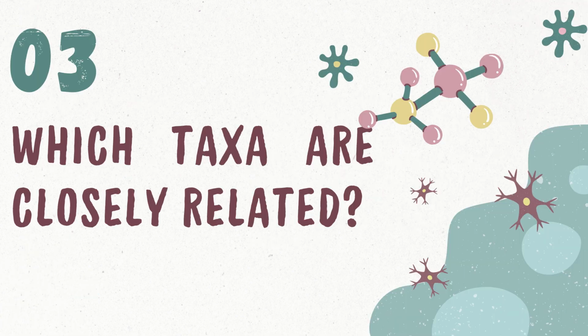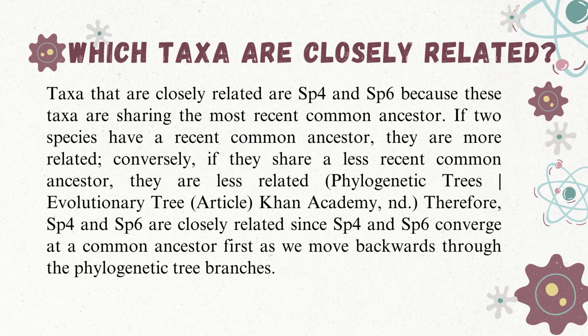Question 3. Which taxa are closely related? The taxa that are closely related are species 4 and species 6, because these taxa share the most recent common ancestor. If two species have a recent common ancestor, they are more related. Conversely, if they share a less recent common ancestor, they are less related. Therefore, species 4 and species 6 are closely related since these taxa converge at a common ancestor first, as we move backwards through the phylogenetic tree branches.